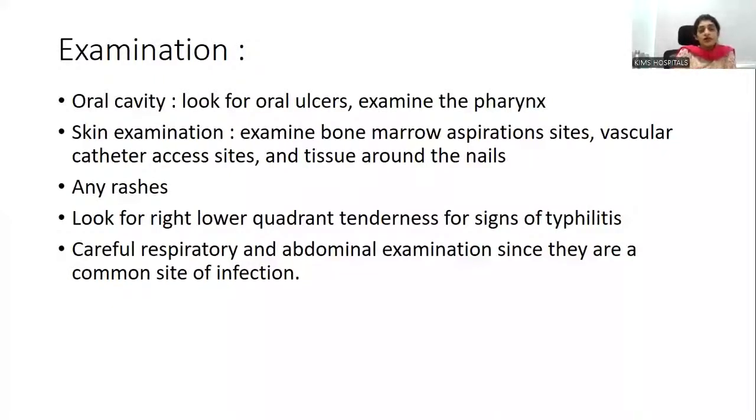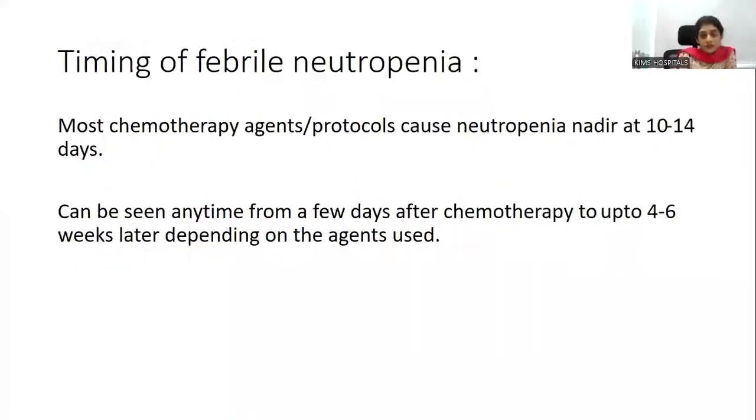Examination findings: you need to look at the oral cavity, look for oral ulcers, examine the pharynx, and do a skin examination, especially the bone marrow aspiration sites, vascular access sites, and tissue around the nails, and any rashes. Look for right lower quadrant tenderness for signs of typhlitis, which is quite common in neutropenic enterocolitis. Do a careful respiratory and abdominal examination, since they are common sites of infection.